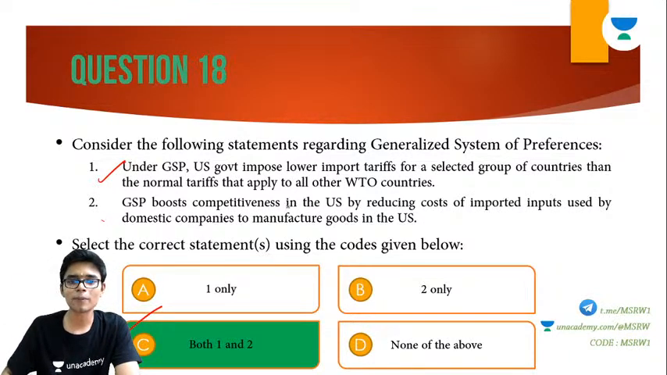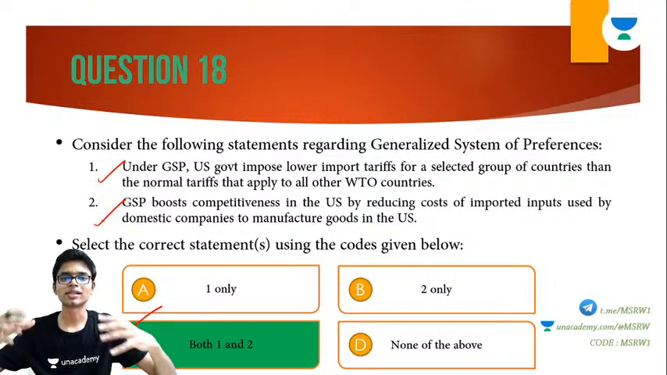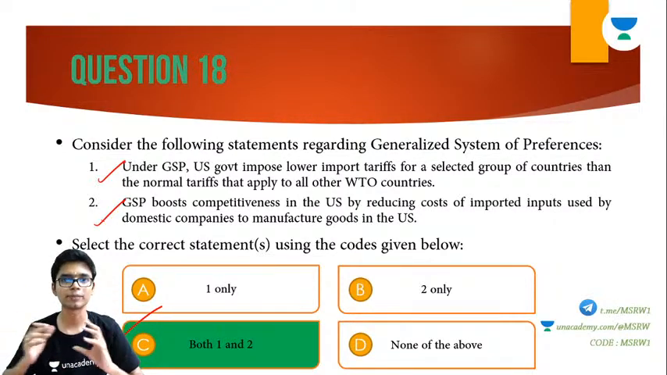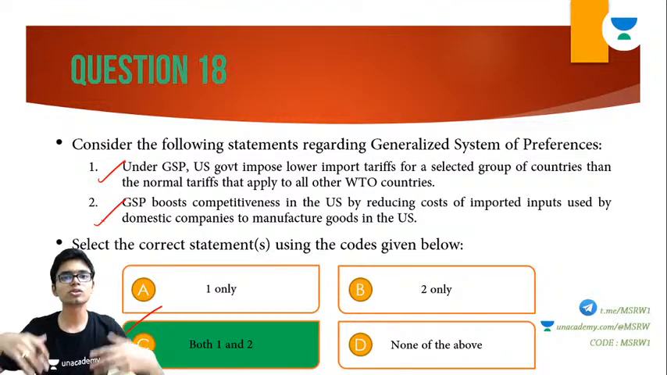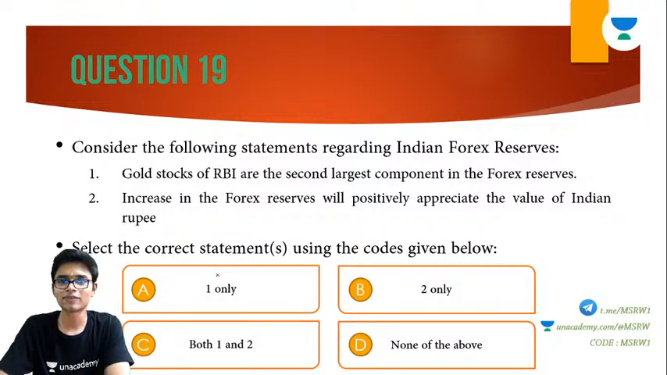Two, GSP boosts competitiveness in the US by reducing costs of imported inputs used by domestic companies to manufacture goods in US. Yes, this was the idea. By allowing certain goods to be imported at a cheap price, America is trying to improve its manufacturing sector. You can bring in certain goods at very low cost and then use these goods to produce higher value added goods. So answer is option C. Both are true.